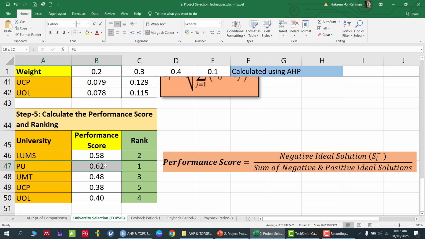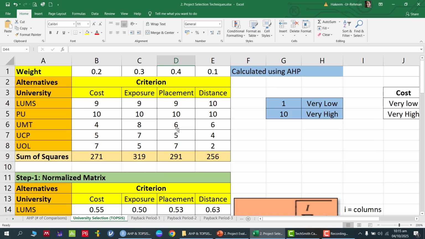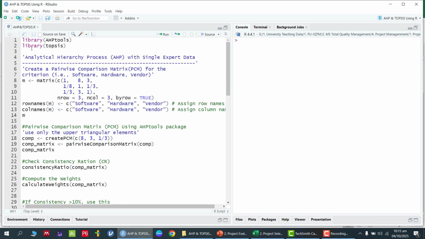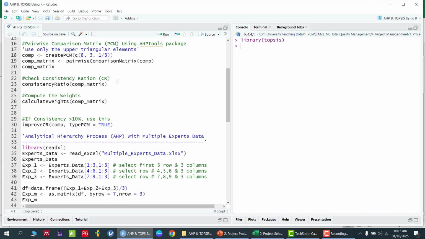So in this case, the Punjab University is number one, LAMS is two, and UMT is three, and so on. Okay. Now let me apply this TOPSIS method using R. How can we do that? Okay. So if we come to R, we need a library called TOPSIS. So first of all, install this TOPSIS library and call it.